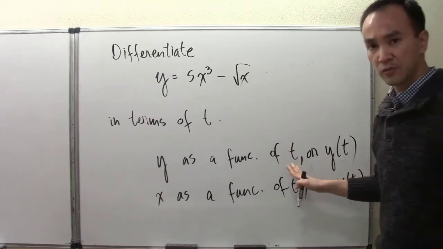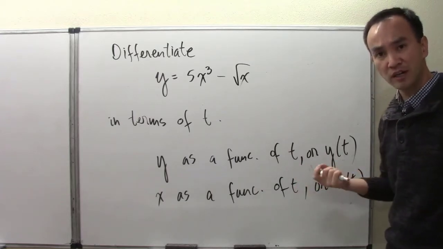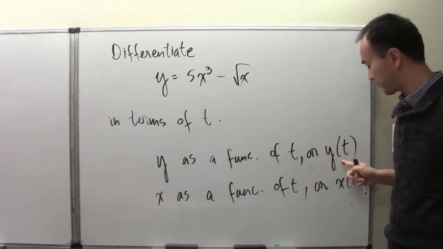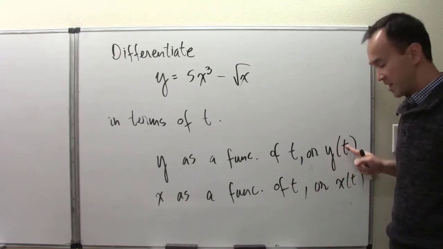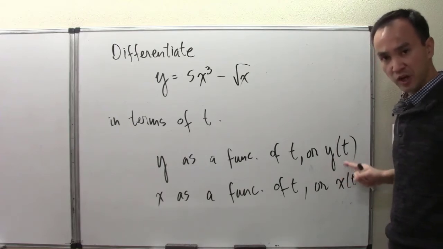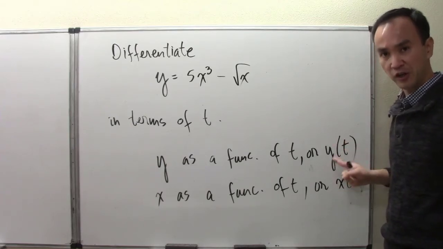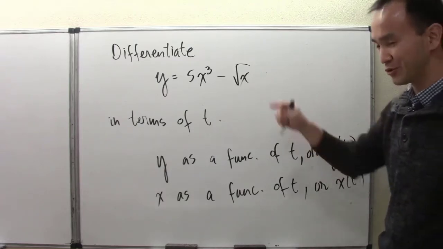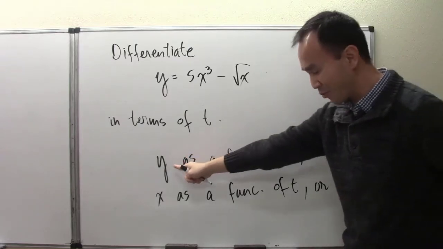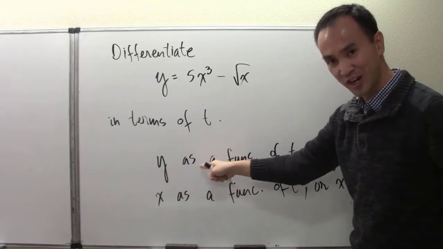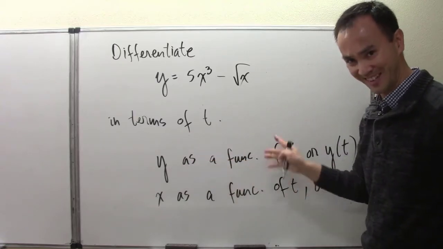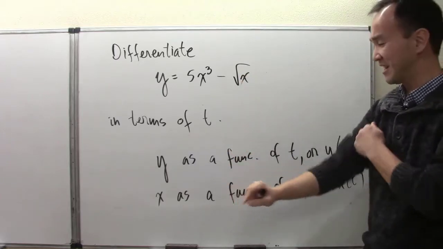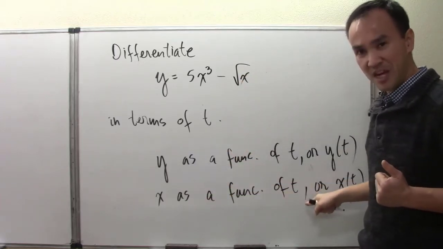But sadly we don't know an explicit expression of y in terms of t and x in terms of t. We just don't know how these two functions are explicitly written in terms of t. But we have to keep in the back of our mind that y is understood as a function of t implicitly, and that's where implicit differentiation will come in handy. And then x as a function of t implicitly.